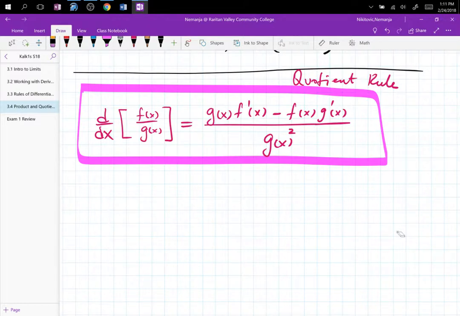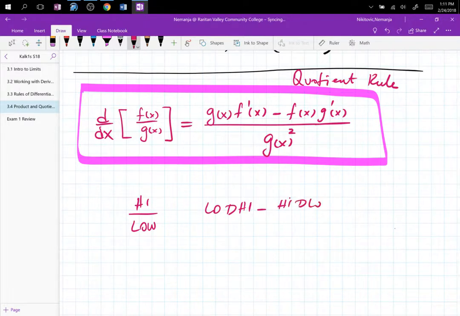Now there was also something that a student taught me years ago, where they call the top function high and the bottom function low. So they go low d high minus high d low over low squared.